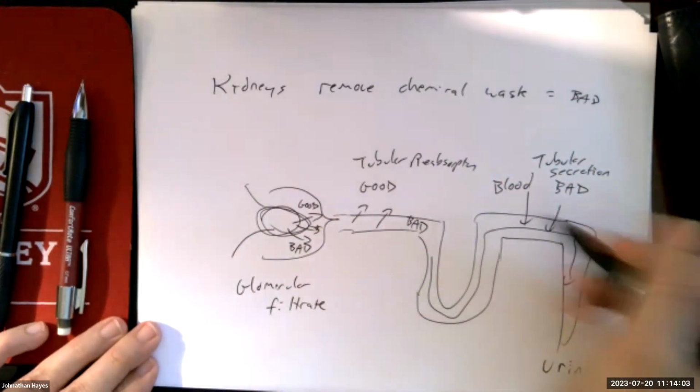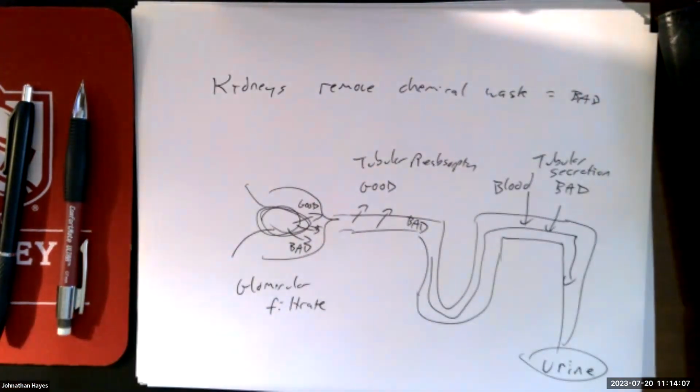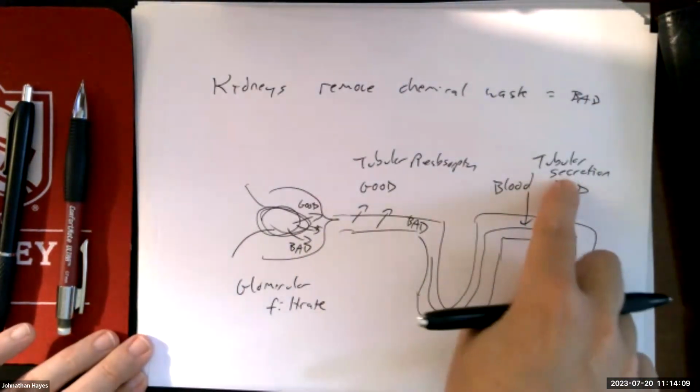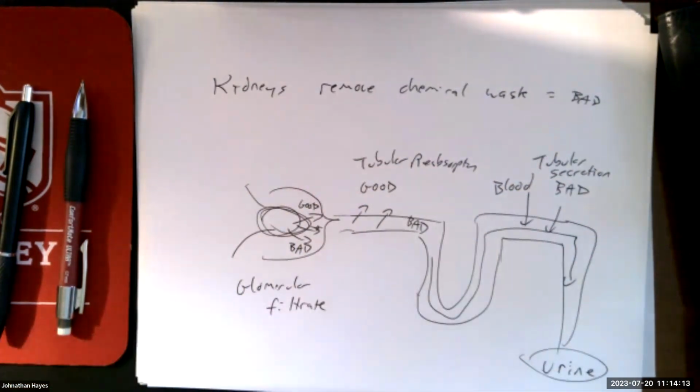And whenever we're adding stuff to the tubular system that doesn't get pulled back out again, that's what's going to be your final urine product. So glomerular filtrate plus tubular secretion minus tubular reabsorption is what's going to end up being in the urine.